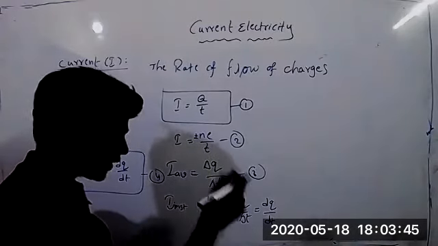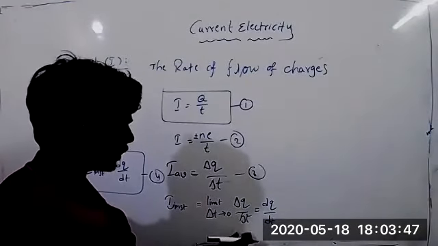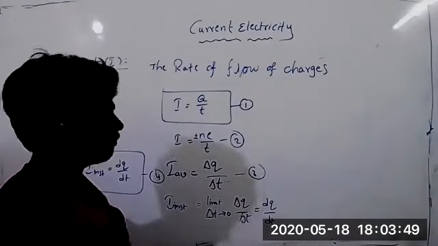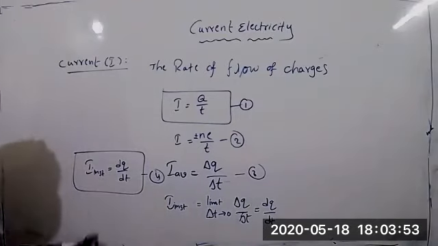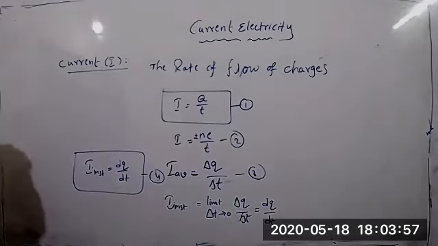The time interval will be very, very small. Delta Q by delta T will become dQ by dt. Here time is very, very small. That is called the instantaneous current, the current at a particular time.